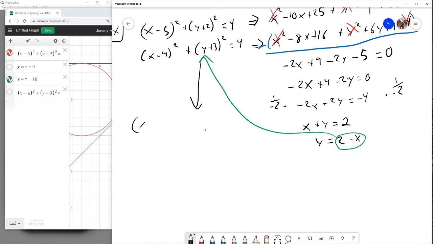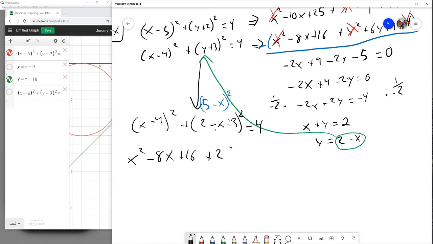So we have x minus 4 squared plus 2 minus x plus 3 squared is equal to 4. So this is x squared minus 8x plus 16. And then this right here is going to be the same thing as 5 minus x, quantity squared. So then we get plus 25 minus 10x plus x squared. And this is all equal to 4, of course.